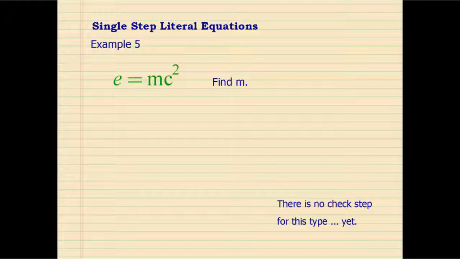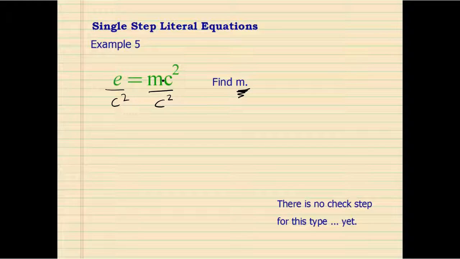Now let's look into single-step literal equations. Literal equations are equations that only have or mostly have variables. So we would isolate one of the variables, the one that's being asked, and try to get rid of all the other variables by using inverse order of operations. In order to find m, we're going to see what's next to m. In this problem, m has been multiplied by c squared. In order to leave m alone, you need to undo this multiplication by dividing each side by c squared.